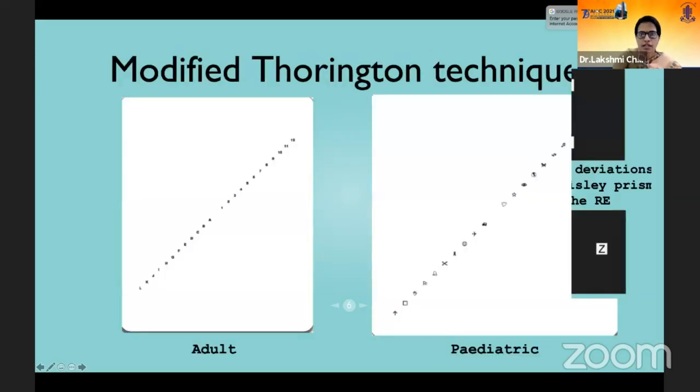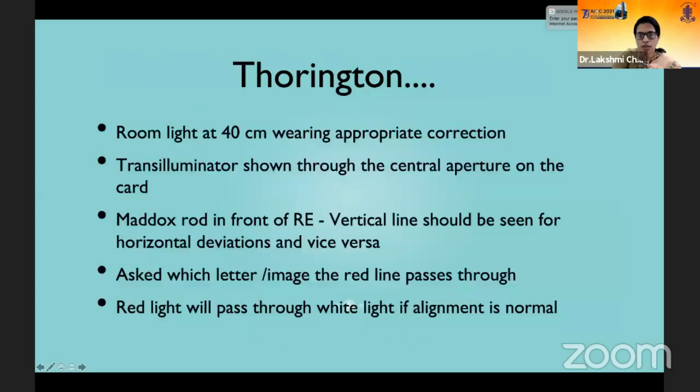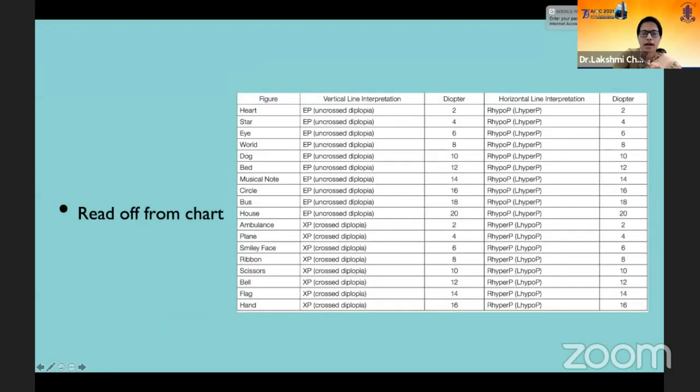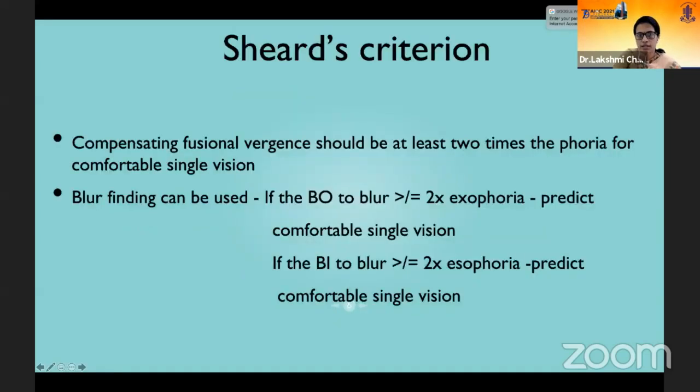We have different techniques to measure phorias, but we usually use the prism bar method. Modified Thorington method is another one. We have the von Graefe method. All these are read from charts. We can use this if we need more standardization.